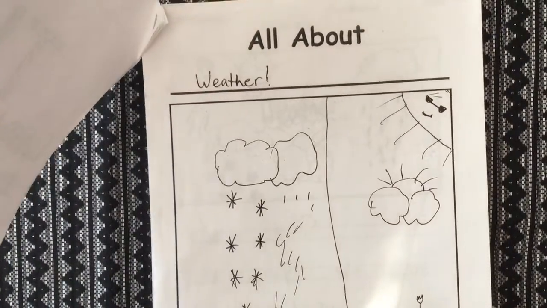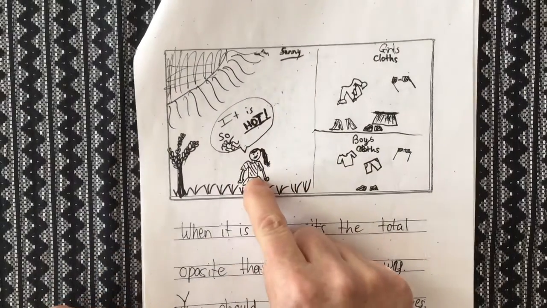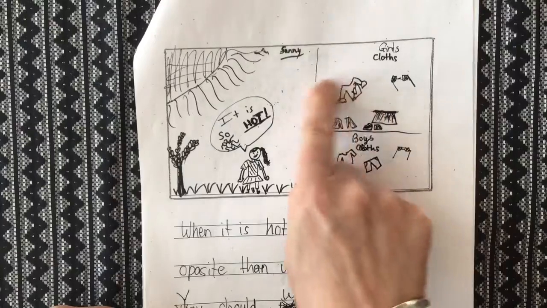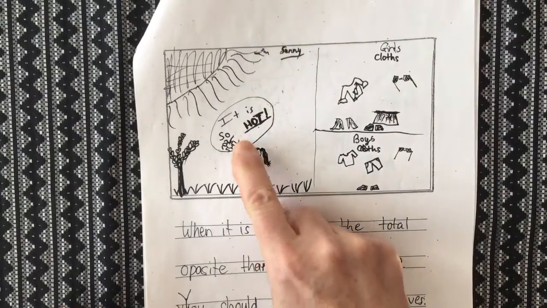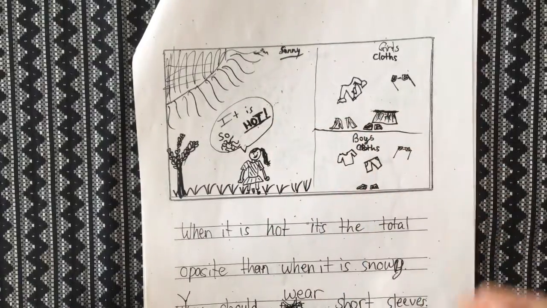Another example is in this book about the weather. On one page, the picture has a person in hot weather. It's sunny, and the person is saying, it is so hot. Okay, so there's another example of using a speech bubble.